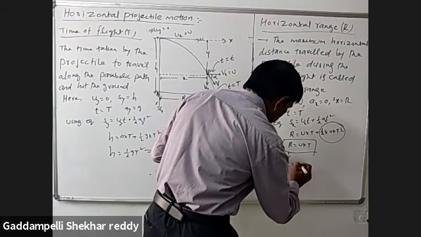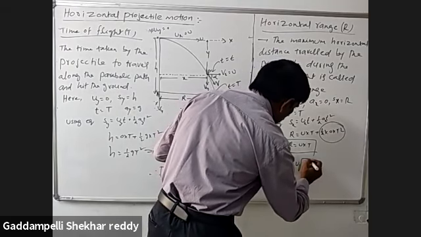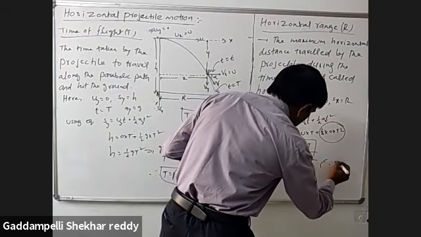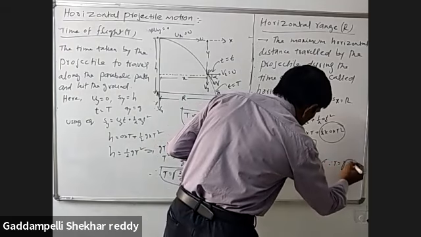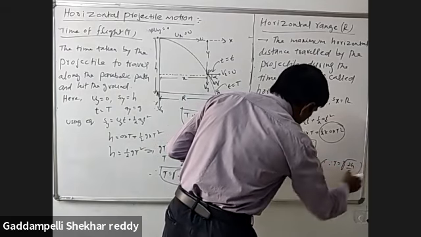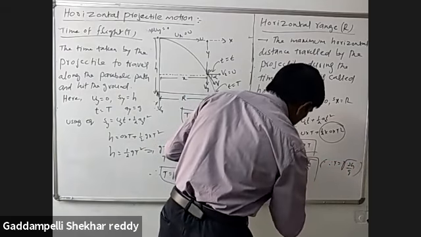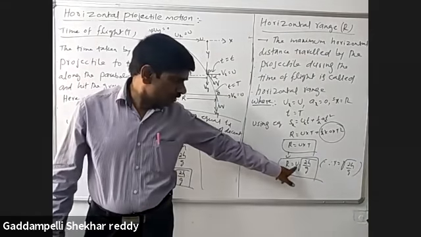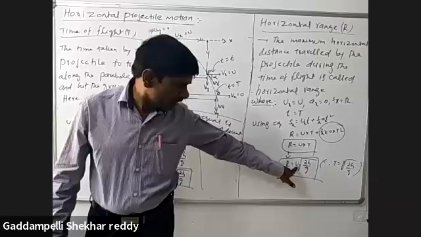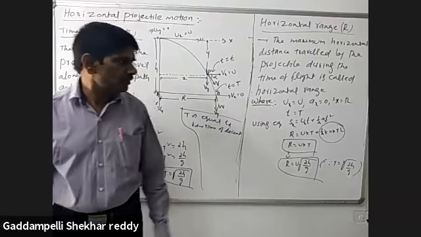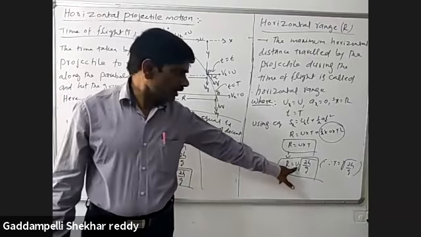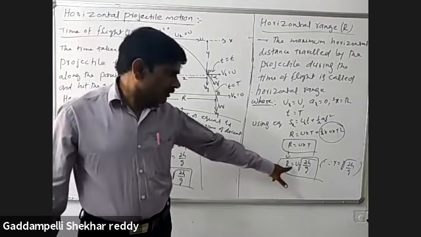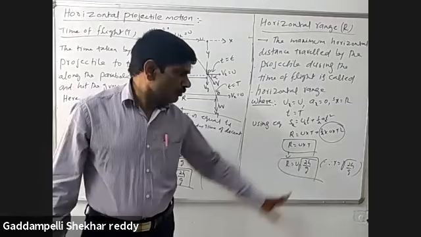So what is the time of flight? Under root of 2h by g. Since T is equal to under root of 2h by g, here range depends on the velocity of the projectile. So this is the range of a horizontal projectile: u into under root of 2h by g.